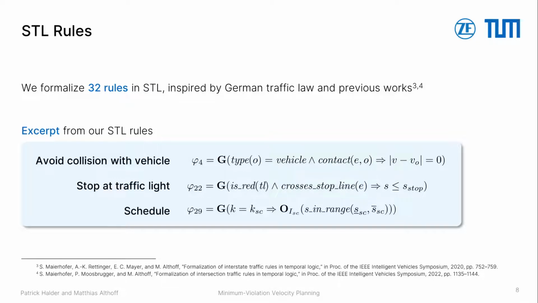The second rule handles stopping at traffic lights. It punishes driving into the intersection if a traffic light is crossed during a red phase. And the last rule is about scheduling and states that the ego vehicle shall be at least once in a certain position interval at a certain point in time.